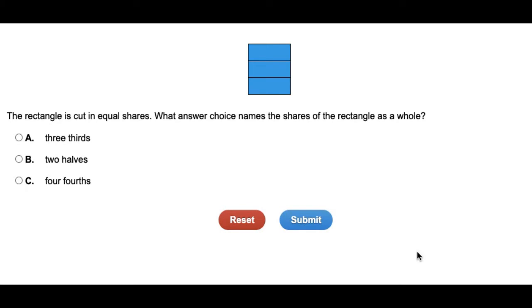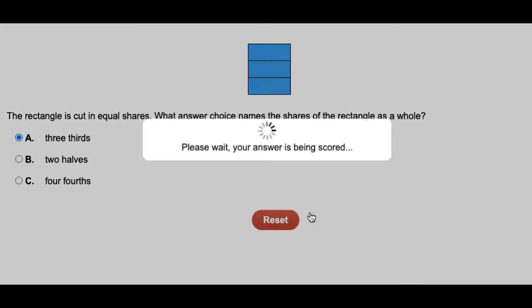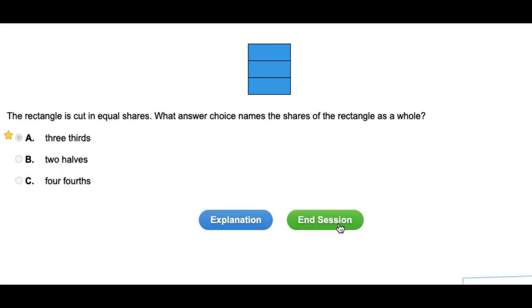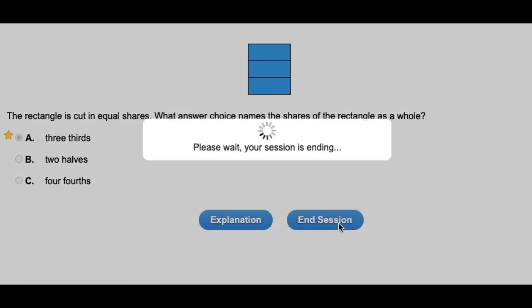The rectangle is cut into equal shares. What is an answer choice? Name the shares of the rectangle as a whole. So one of these is called as a 3/3. So there are 3 of the 3/3. I think we should end the session.